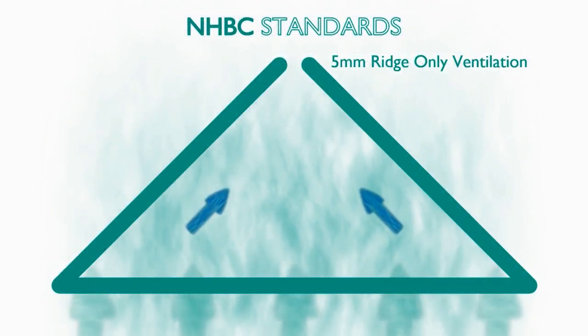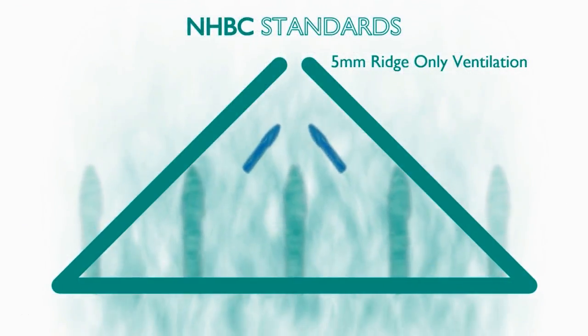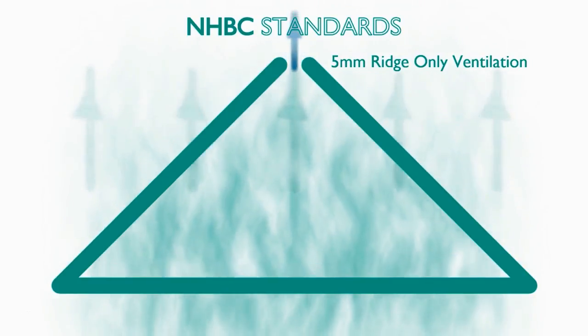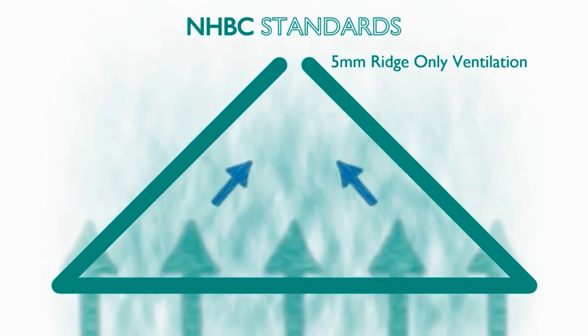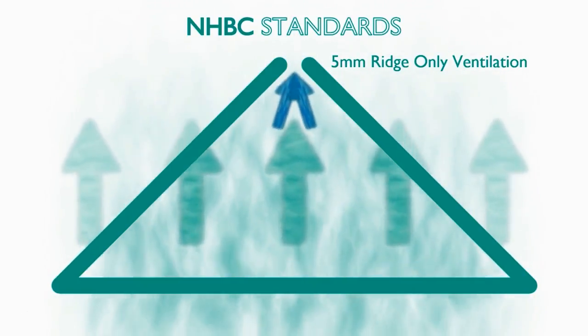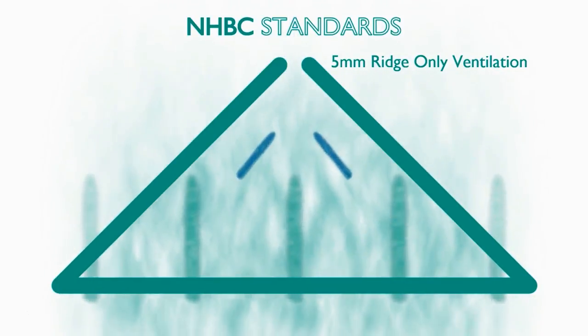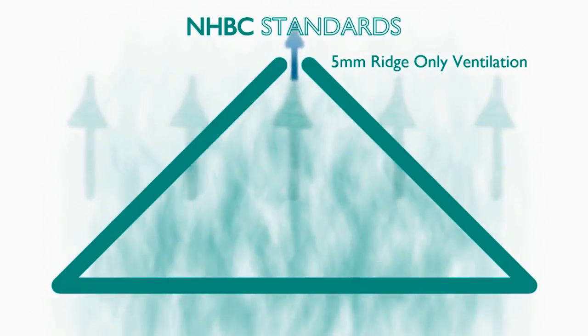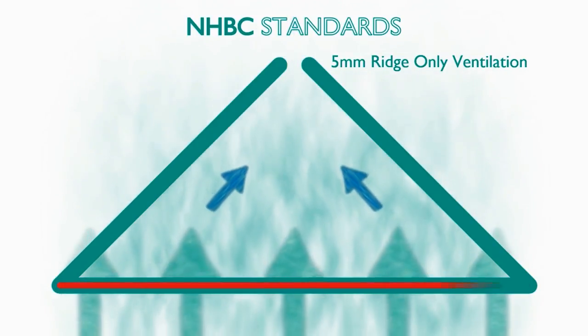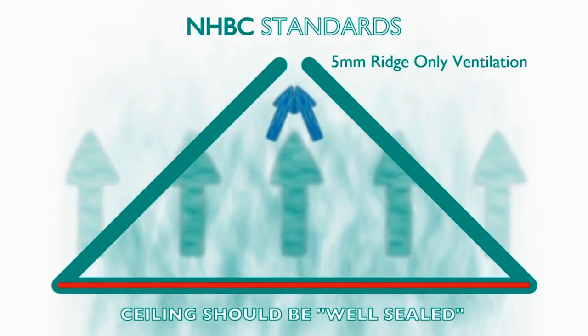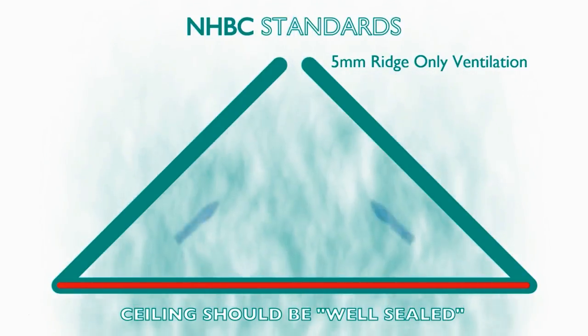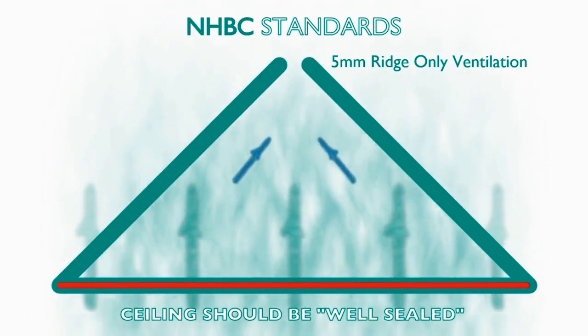In theory, this open ridge boosts vapour transfer during the drying out period after completion. In practice though, the airflow out of the ventilated ridge is inhibited by the lack of air inlets, so it's not clear if this approach makes a big difference to the condensation risks. In addition to the 5mm ridge ventilation, the ceiling must also be well sealed as defined in BS 9250.